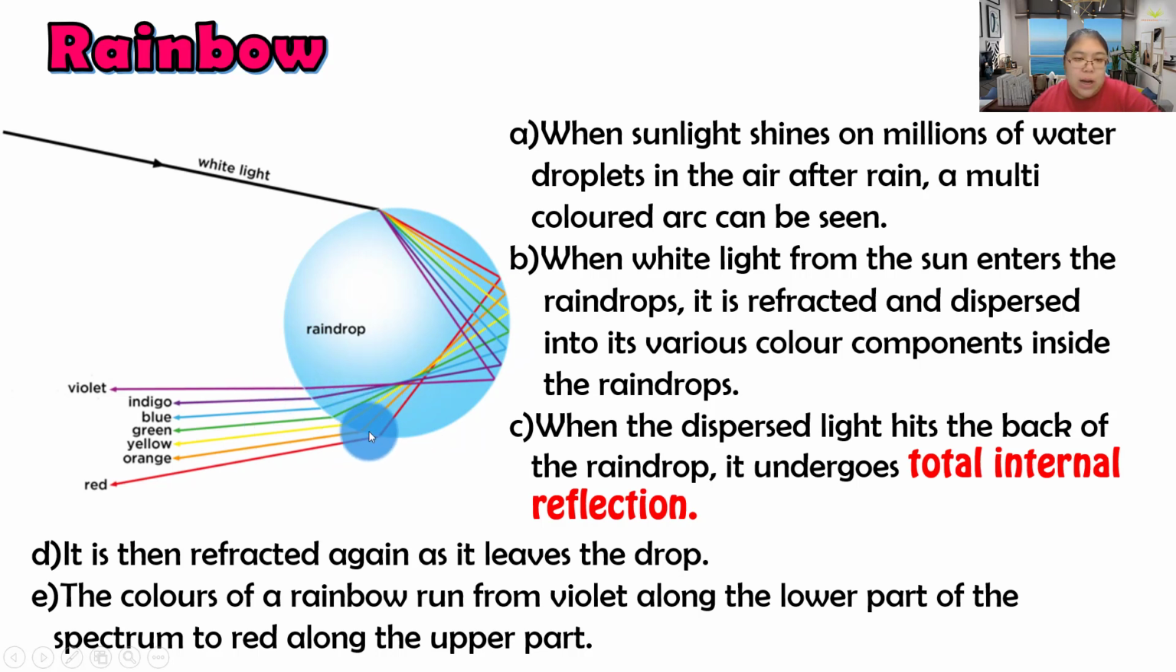Until they want to come out, before the raindrop and the air, they will refract again as they leave the drop. So the colors of the rainbow run from violet along the lower part and red along the upper part. So finally you will find that the light becomes 7 colors as a rainbow. We start with the red color and the last one is the violet. So for this one raindrop, how many phenomena are we using? We're using 2. First is refraction. After that, inside the droplets, there is total internal refraction.